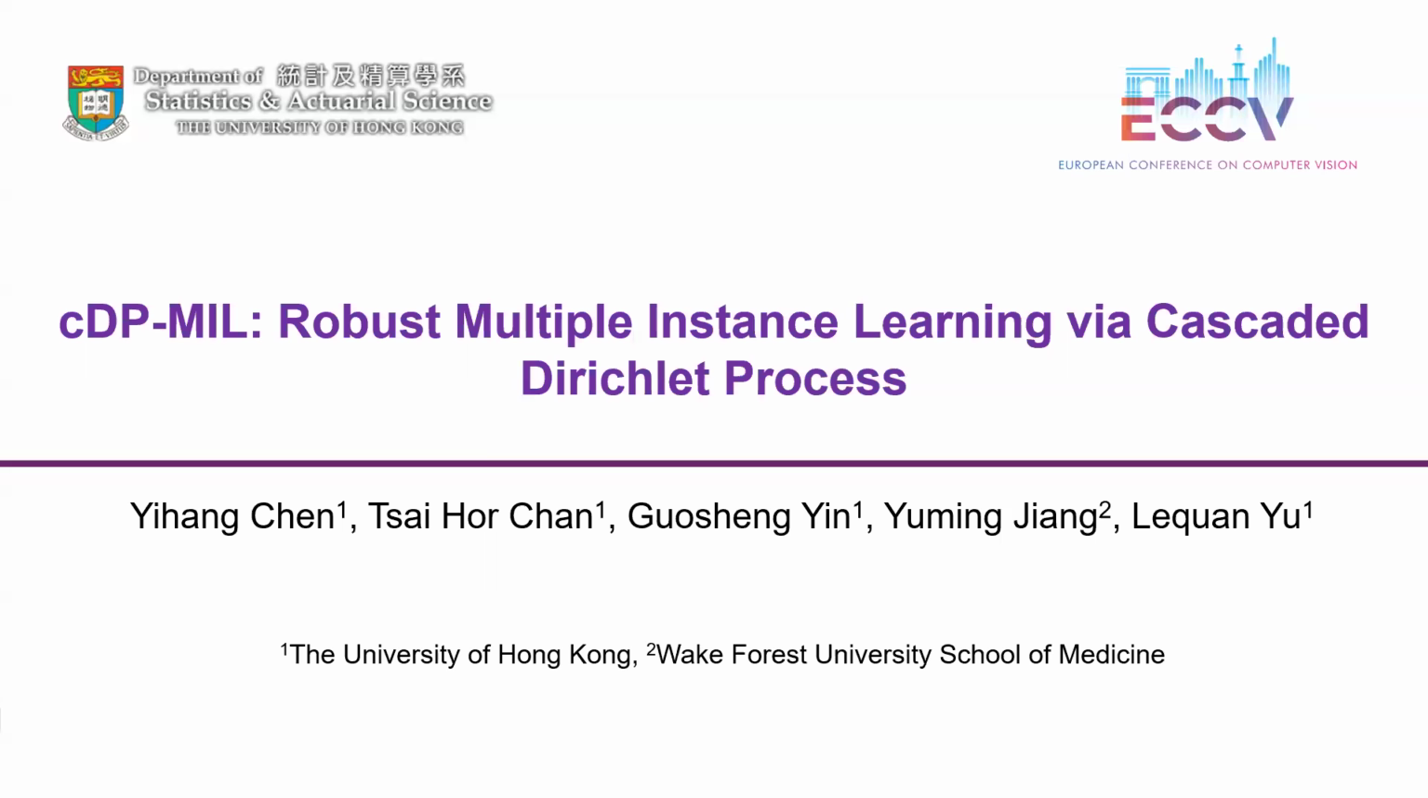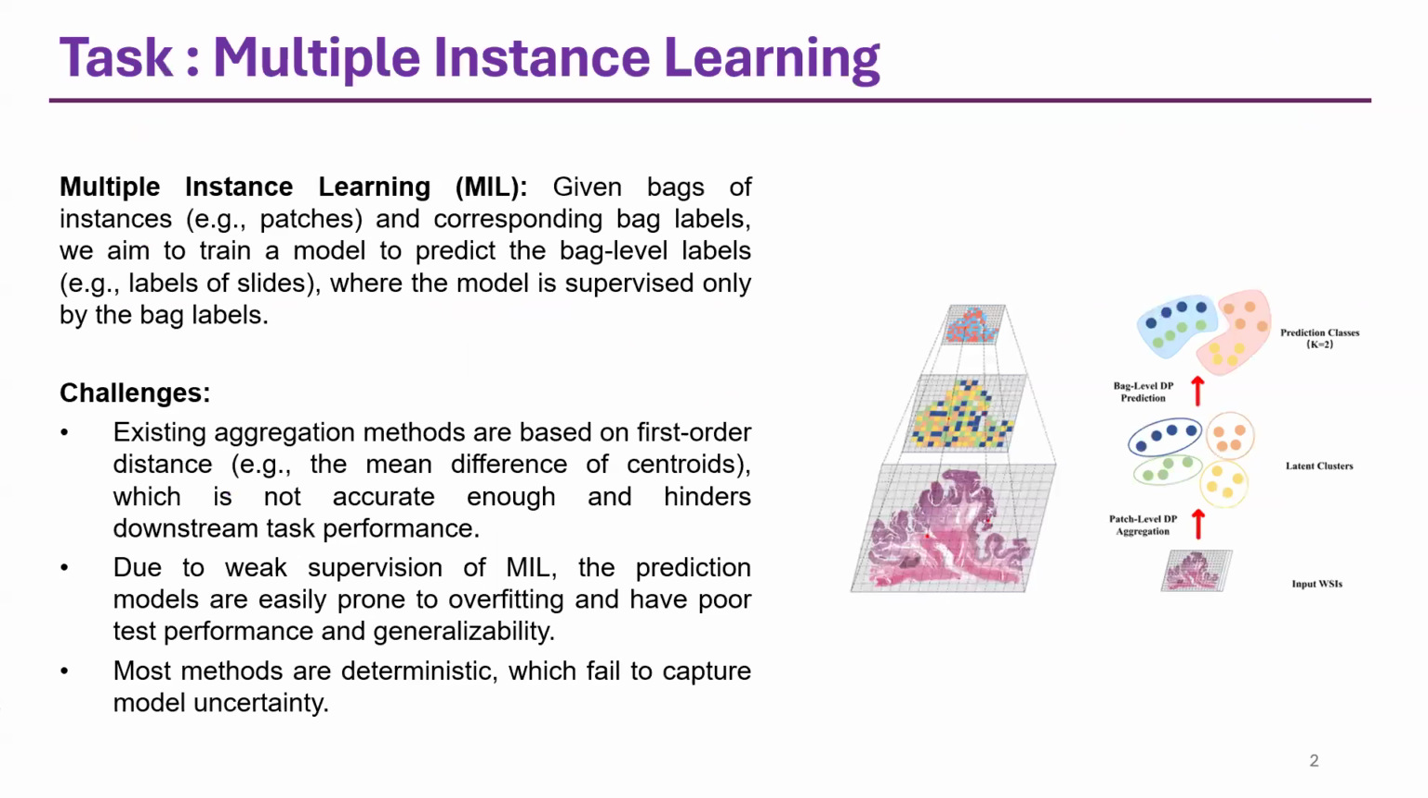Hello, ladies and gentlemen. So today we will introduce our work on robust multiple instance learning with cascaded Dirichlet process. First, we are focusing on the multiple instance learning problem, which is given a bag of instances. Particularly, we try to tackle the most difficult problem in multiple instance learning, which is whole slide image analysis, where we treat patches as instances, and we have the corresponding bag labels.